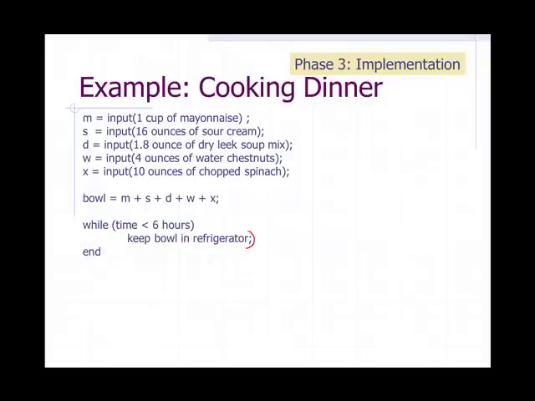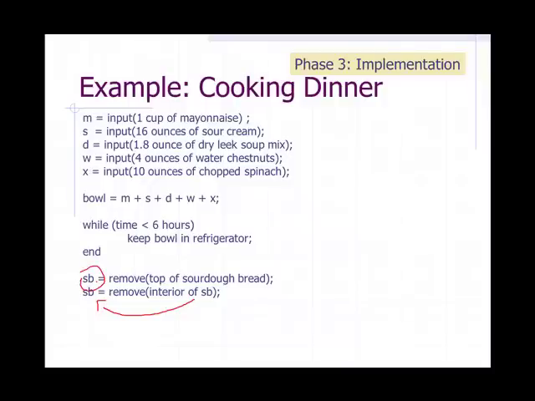Also, look at these semicolons I keep adding. These semicolons basically mean stop the instruction. When the computer sees that, it knows that's the end of that particular instruction. Next variable is SB. The function is remove: remove the top of the sourdough bread, and that's stored into SB. Next, remove the interior of the sourdough bread, and that's stored into SB again. So you take SB, which is now just the sourdough bread with the top removed, and then you remove the interior. You're using the exact same variable, just storing it back into itself.